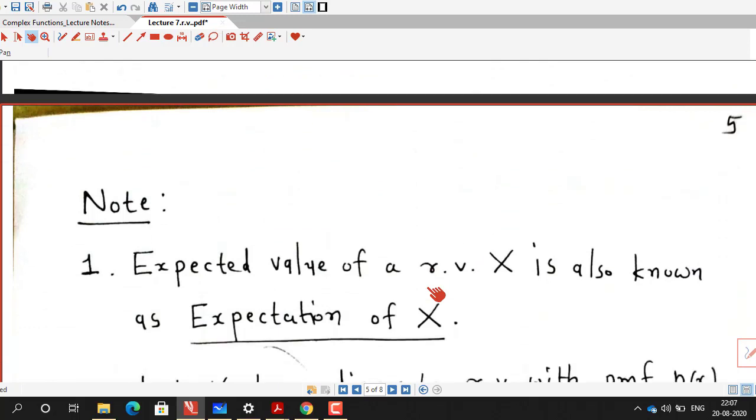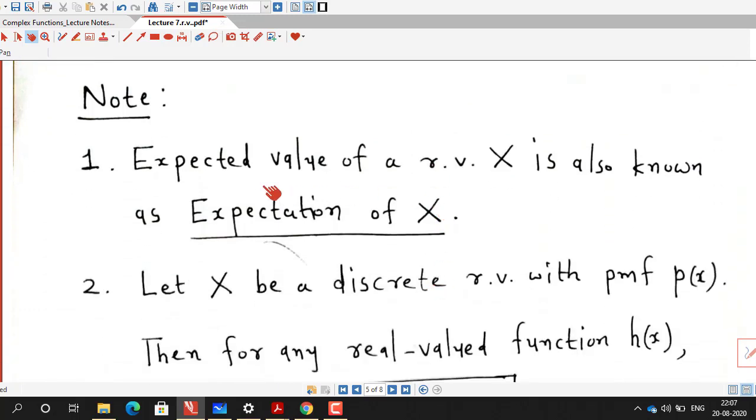Okay, we can make some remarks here. Expected value of random variable X is also known as expectation of capital X. In some books, authors also use mathematical expectation. So all are synonyms: expectation of X, or expected value of X, or mean of X, average of X.